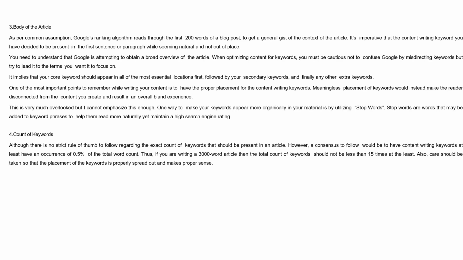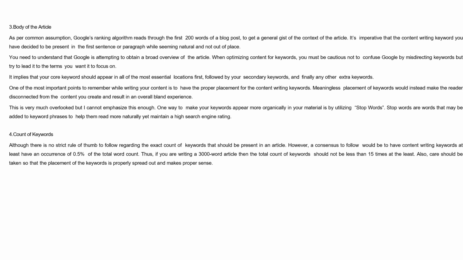Body of the article. As per common assumption, Google's ranking algorithm reads through the first 200 words of a blog post to get the general gist of the context of the article. It's imperative that the content writing keyword you have decided on is present in the first sentence or paragraph while seeming natural and not out of place. You need to understand that Google is attempting to obtain a broad overview of the article.